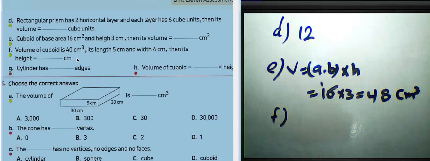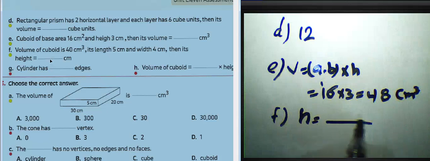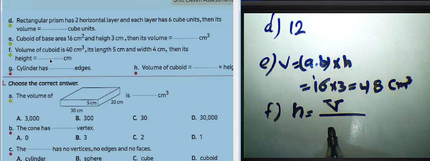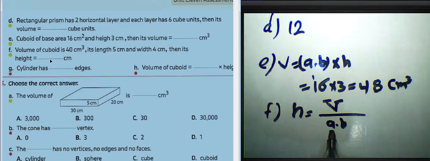Equals 48 cubic centimeters. And letter F. The volume of a cuboid was 40 cubic centimeters and its length 5 centimeters and width 4 centimeters. Its height equals what? We can find the height by dividing the volume by what? The area of the base. The height equals volume over area of the base.